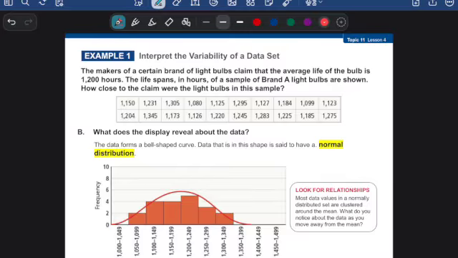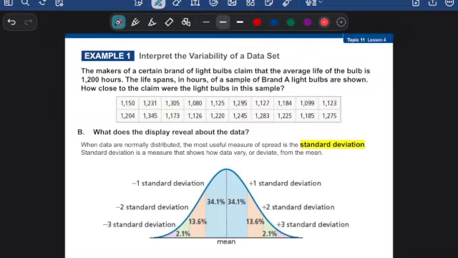When we have normal distribution, we refer to it as a bell-shaped curve. So most of the values are going to be distributed and clustered around the mean. And then as we move farther away from the mean, we have lower frequencies. When we have normal distribution, we can look at standard deviation. So again, we're still looking at the lifespan of these brand A light bulbs. And standard deviation has set percentages that fall within each standard deviation.